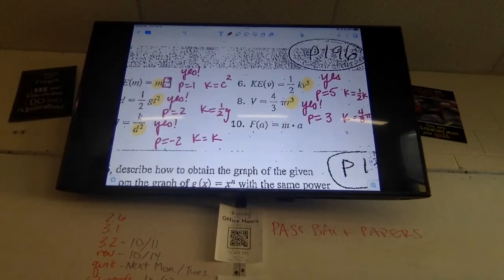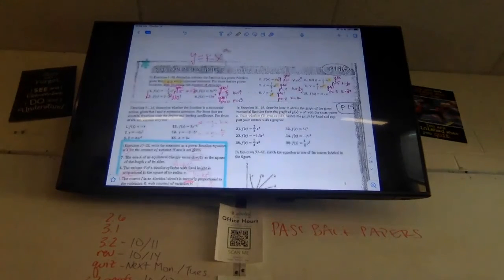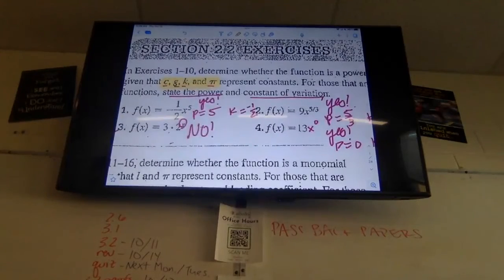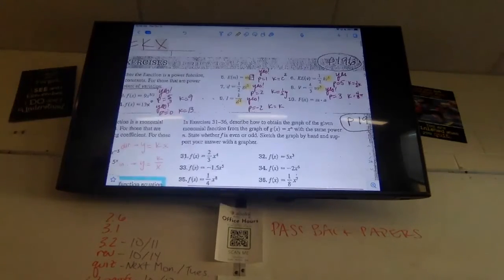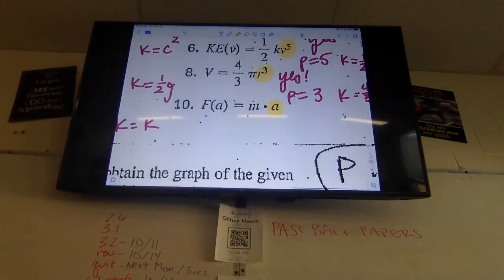And the last one's a little confusing because M or A are not represented as constants. I'm going to say that M is a constant, so A is my variable. If A is my variable, what's the power of A? 1. And what would my constant be? Yeah. So that one's another yes.